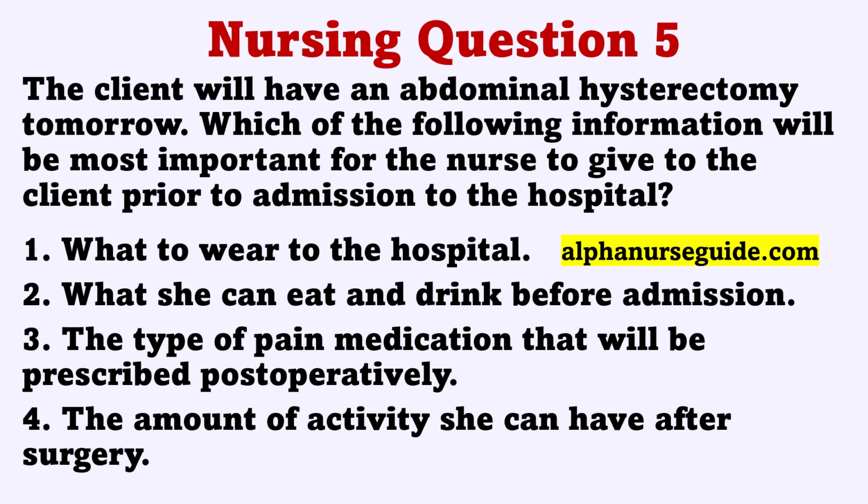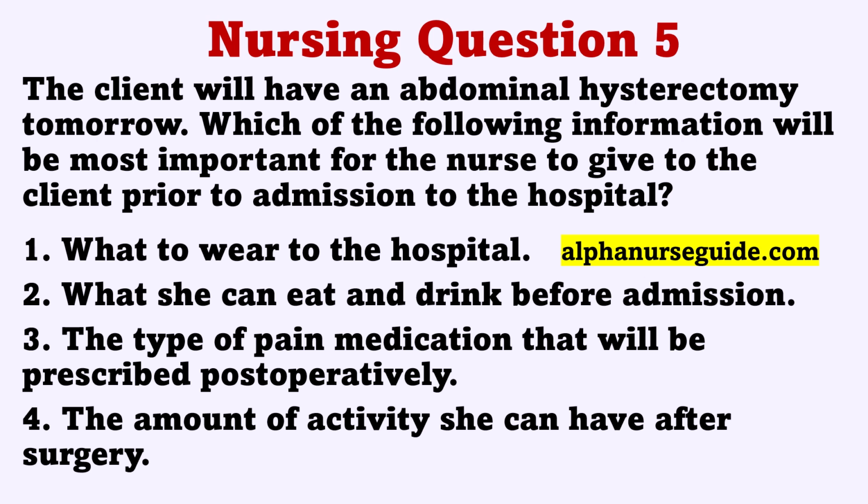The client will have an abdominal hysterectomy tomorrow. Which of the following information will be most important for the nurse to give to the client prior to admission to the hospital? 1. What to wear to the hospital. 2. What she can eat and drink before admission. 3. The type of pain medication that will be prescribed post-operatively. 4. The amount of activity she can have after surgery.